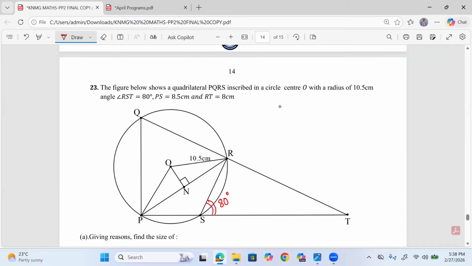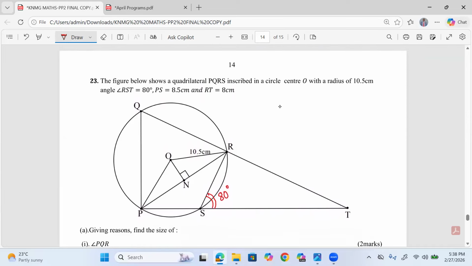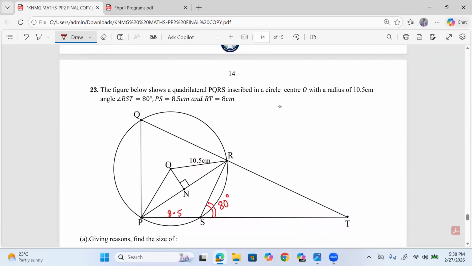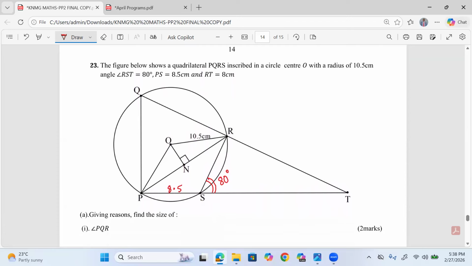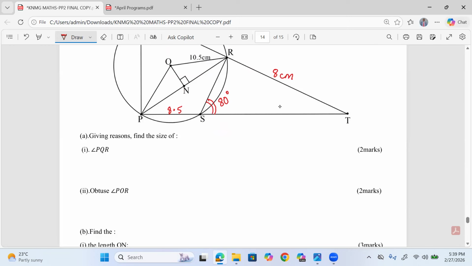All right. Can we proceed? Yes. PS equals 8.5, this length. Then RT, this length, equals 8 centimeters. How RT is 8 and PS is longer, 8.5, I don't know, but the diagram is not drawn to scale. So let us be flexible and reasonable.